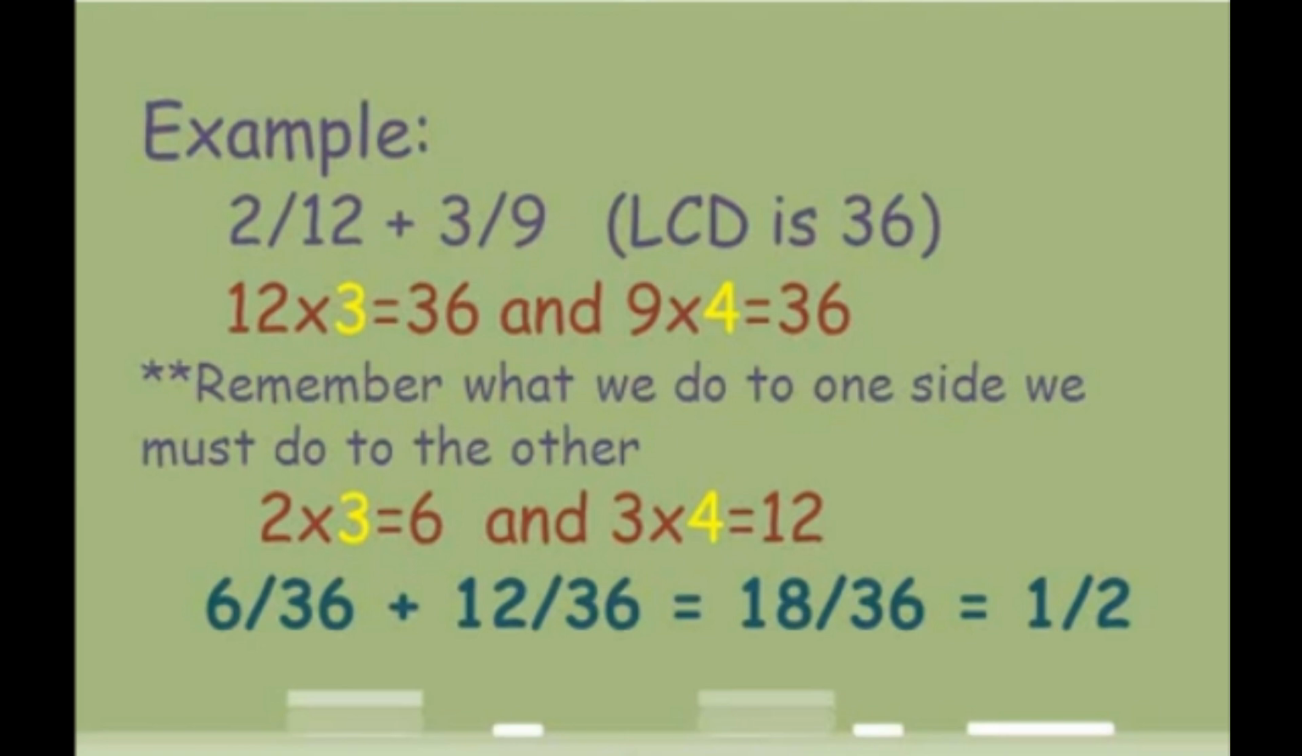3 ninths becomes 12/36. We're going to add our two numerators. 6 plus 12 gives us 18. Our answer is 18/36. But are we finished? We need to ask ourselves, is there a number that goes into both the numerator and the denominator evenly? And indeed there is. The same number will go into the top and the bottom. 18 will divide into itself one time, and 18 will divide into 36 twice, so our fully reduced answer is 1/2.